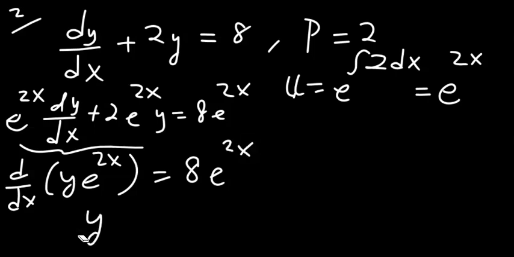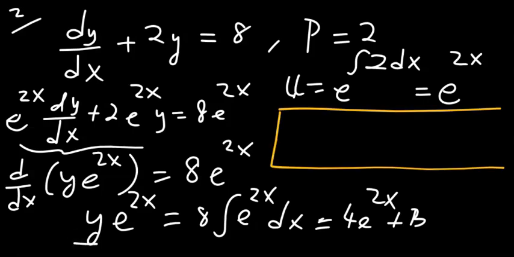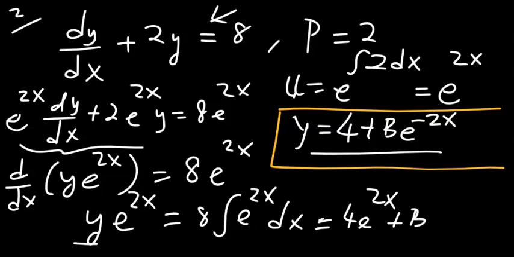Integrating both sides, you get y times e to the power 2x equals 8 integral of e to the power 2x dx, which is just 4 e to the power 2x plus an integration constant b. And we can express y in terms of the rest in the following manner. y equals 4 plus b times e to the power minus 2x. And that's the general solution to this equation.